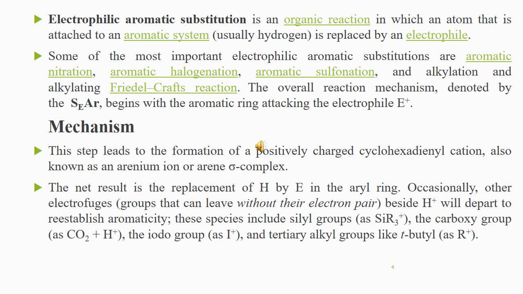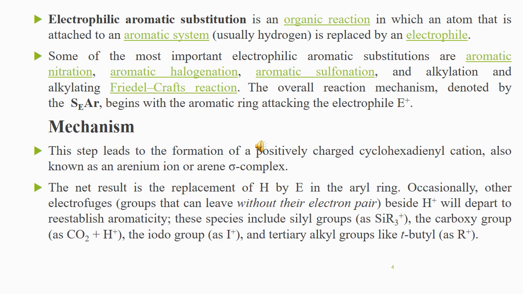The overall reaction mechanism, denoted by SEAr, begins with the aromatic ring attacking the electrophile. Now you must know that an electrophile is any electron-loving species. So the mechanism starts with the attack of electrophile. Usually we say the attack of electrophile, but actually the electrophile never attacks, but our aromatic ring attacks the electrophile. Of course, the negative electron density will be attacking the deficient species.